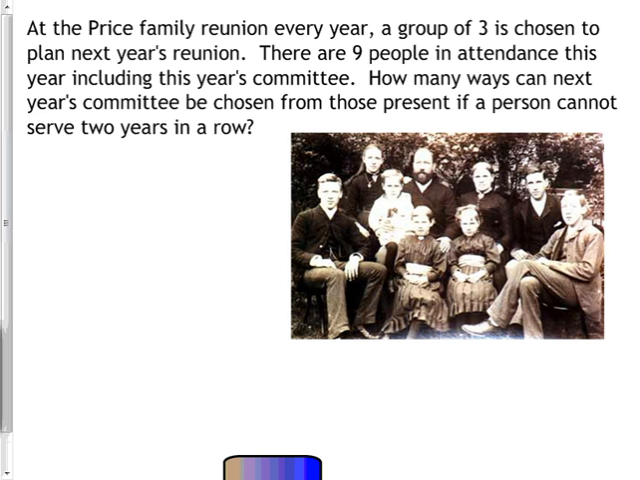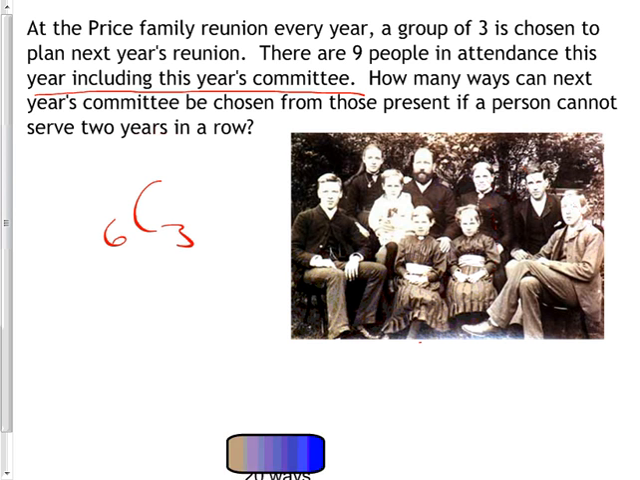All right, so hopefully you read this closely and realized there's 9 people in attendance this year, including this year's committee. That meant when we pick for next year's committee, those 3 people can't be picked. Therefore, it's not 9 choose 3, it's what? 6 choose 3. There's 6 people left that can be picked. Like, let's say these 3 already did the committee this year, we can't pick from them. We've got to pick from these guys. So it's 6 choose 3.